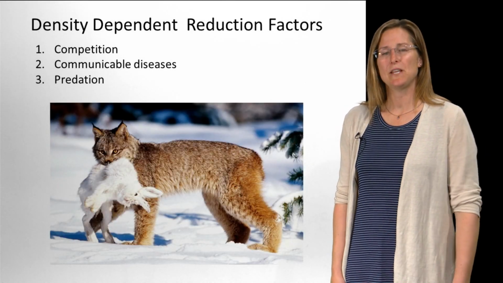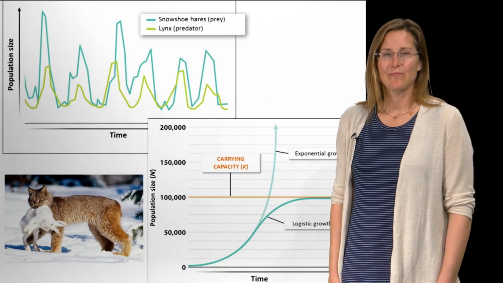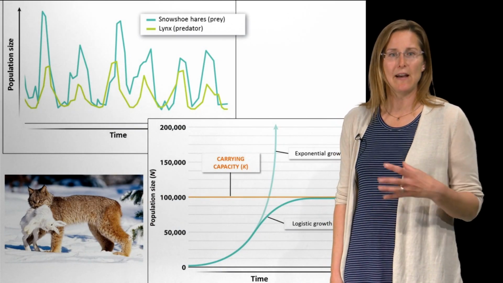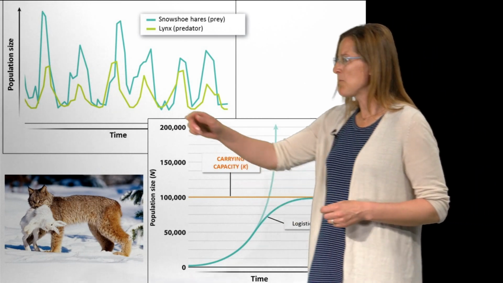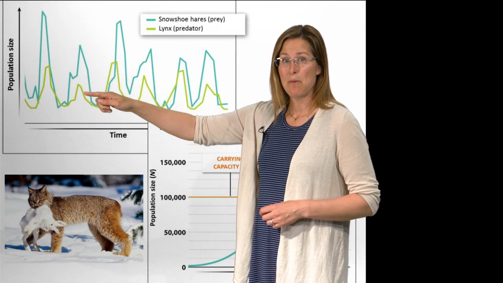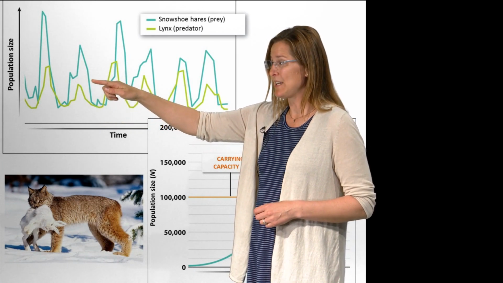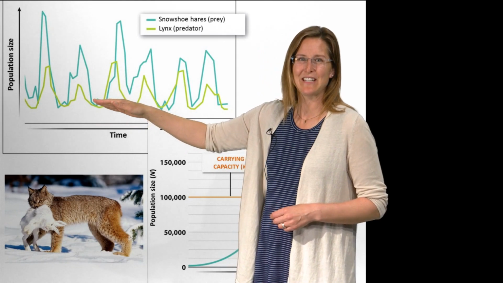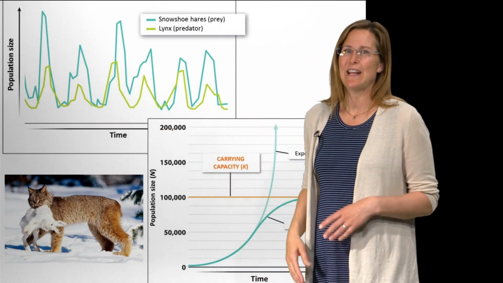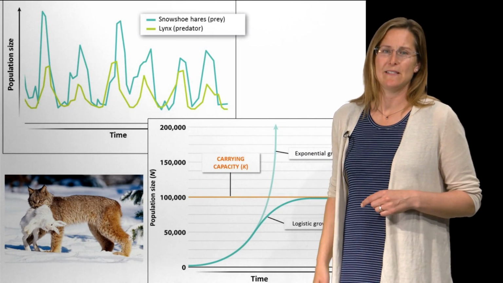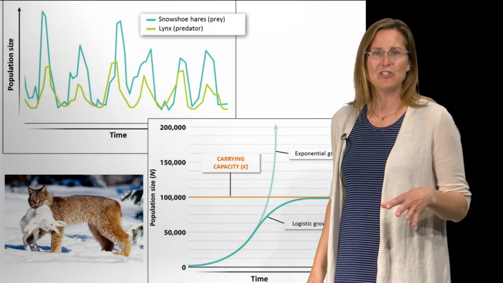Finally, populations can be limited by predation. In this example, hare populations are limited by lynx and vice versa. As the hare populations increase, so do lynx populations. But as lynx populations increase and they consume the hares, then the hare population starts decreasing. This continues on indefinitely.